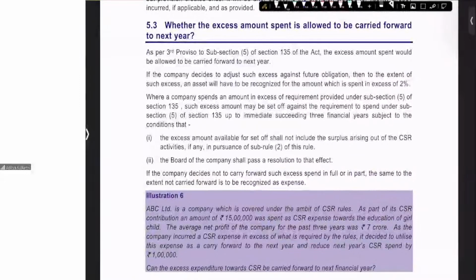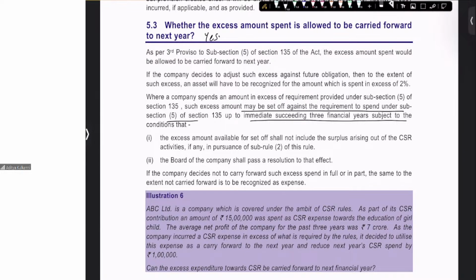Whether excess amount is allowed to be carried forward, we have discussed this. Answer is yes. Can you carry it forward? Yes. Now, what are you going to do? Such excess amount may be set off against the requirement to be spent up to immediate succeeding 3 financial years.